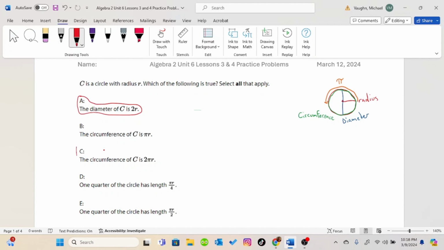So C would be the correct choice because B is only a half circle.